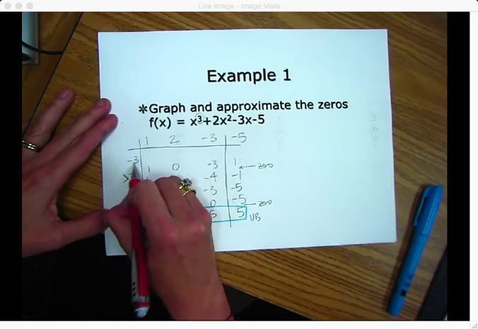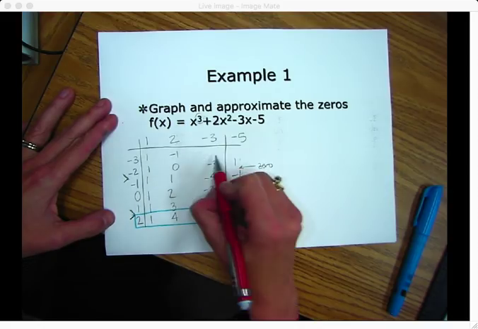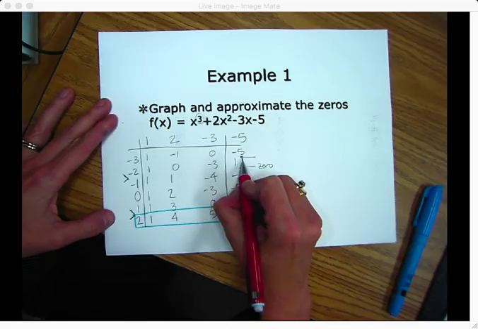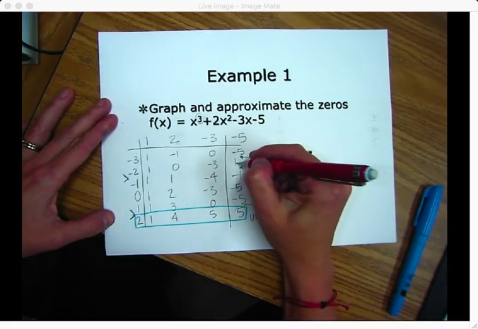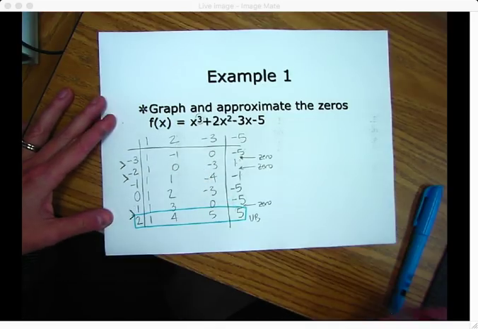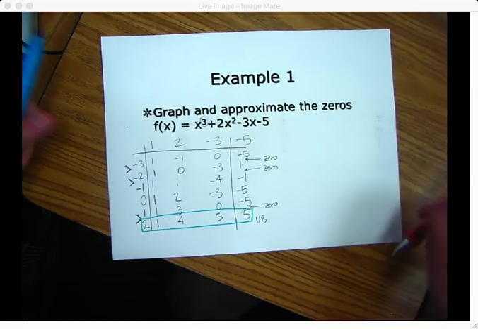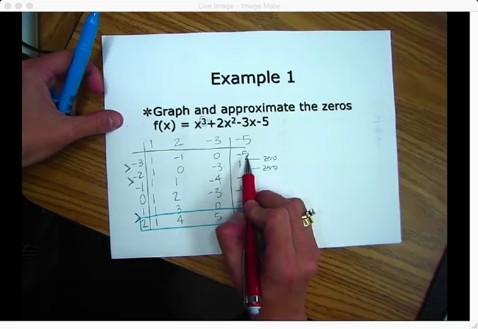Let's try -3. Let's see, with -3, I get 1, -1, 0, -5. Okay, cool. There's another 0, right? A change of sign between -5 and 1. So I have my third 0 between -3 and -2. And I also have the lower bound. Here it is: negative, positive, negative, positive, negative.